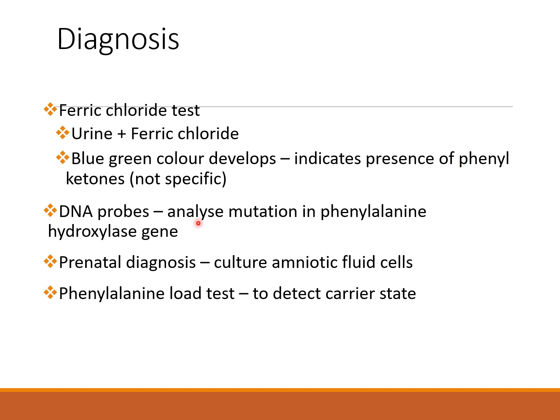Apart from that, we have DNA probes, which are usually used to analyze mutations in the phenylalanine hydroxylase gene. We can use these DNA probes to diagnose prenatally also, that is before the baby is born. We can detect this by culturing the amniotic fluid cells removed by amniocentesis, and using the DNA probes we can detect the mutation. Apart from that, to detect the carrier state, we can go with the phenylalanine load test, and if it is positive, that shows the person is a carrier.